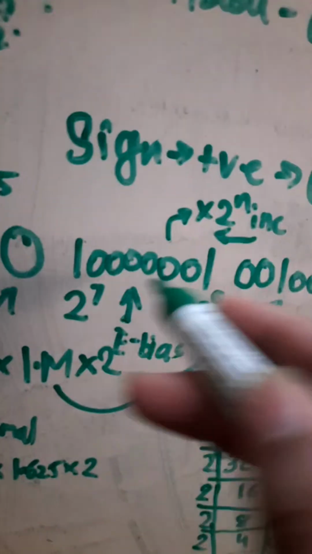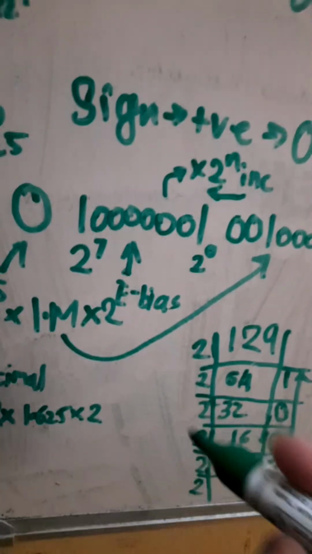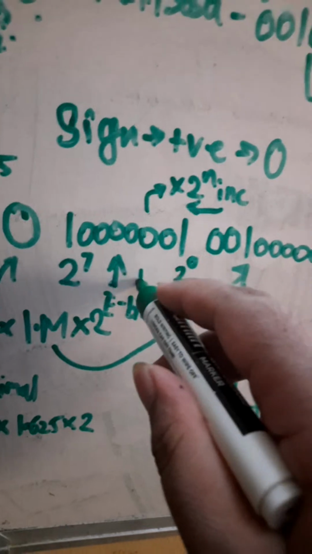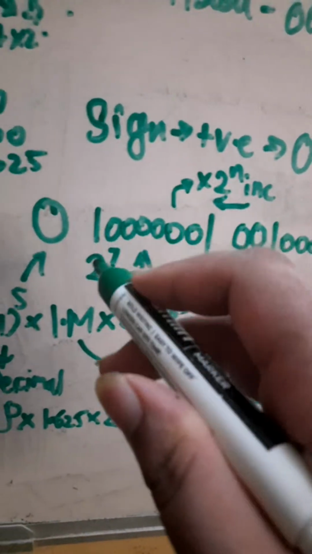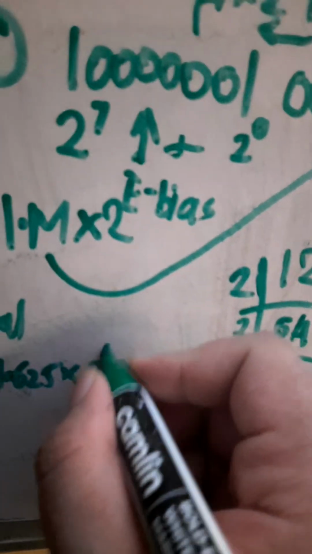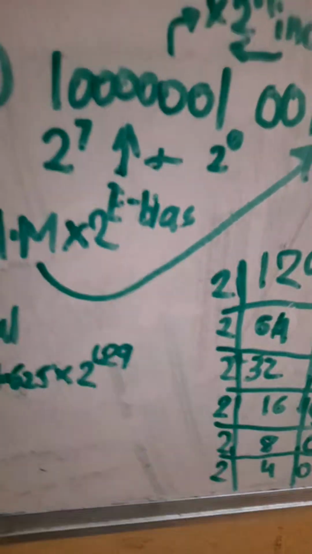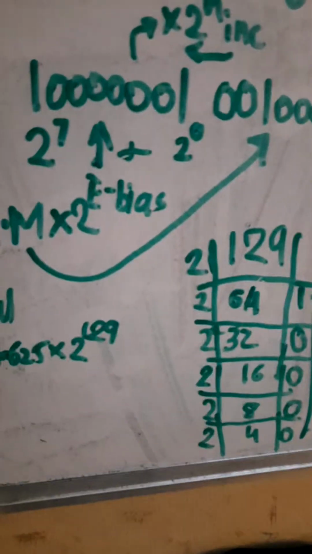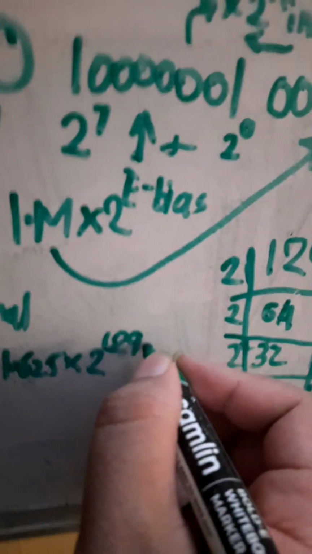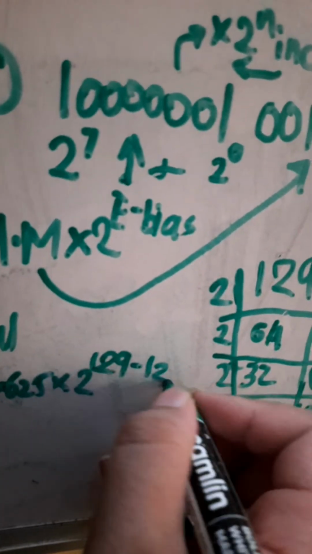The others are 0, you can ignore them because adding them won't change anything, and you have to add these by the way. 2 raised to 0 is 1, 1 into 1 is 1, 2 raised to 7 is 128, into 1 is 128, 128 plus 1. So this is 129. And you have to reduce the bias. Our bias is minus 127.